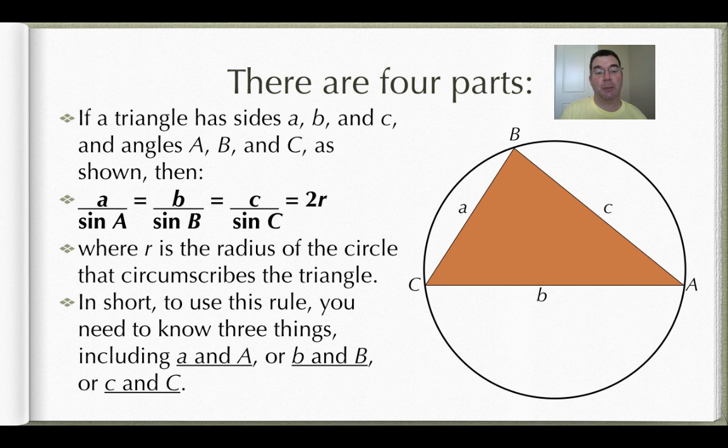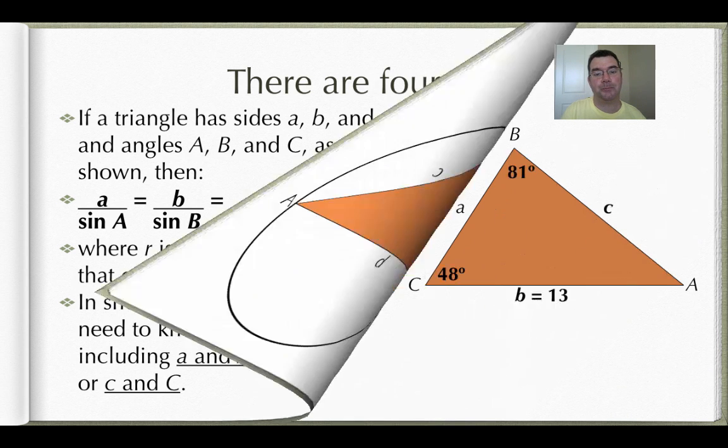Okay, so basically if you want to know in a nutshell when you can use the sine rule, it's when you know side a and angle A, or you know side b and angle B, or you know side c and angle C. That's when you can use the sine rule. You have to have one more piece of information other than that, but you at least need to have what's called an angle-side pair.